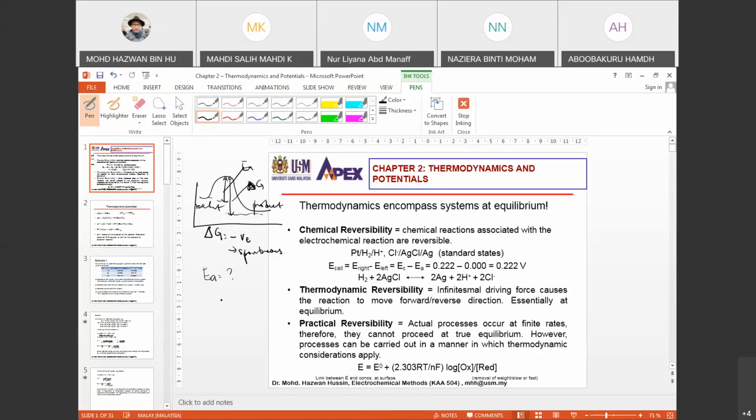Yeah, you learned about this. Anyone knows? Just need the name only. Shamira, boleh agak-agak? Not sure? Arrhenius equation. Yes. Arrhenius, finally someone said it. Arrhenius equation.